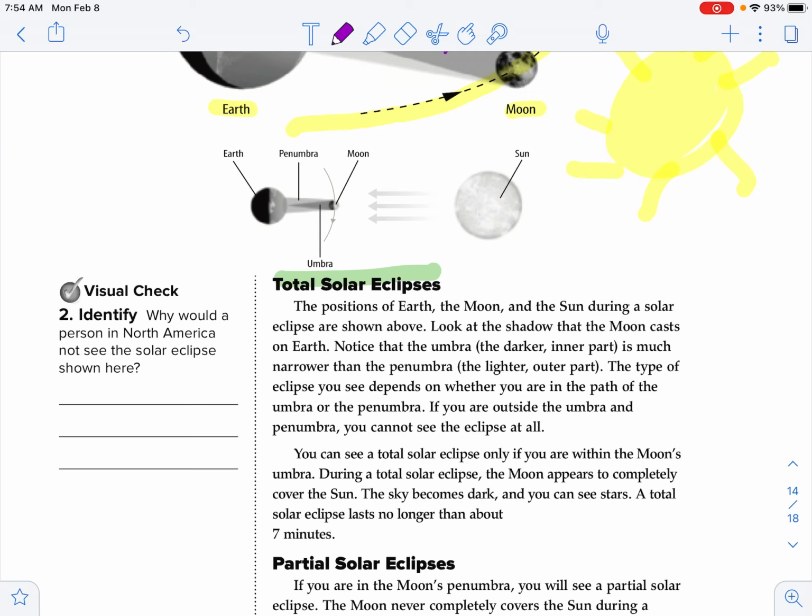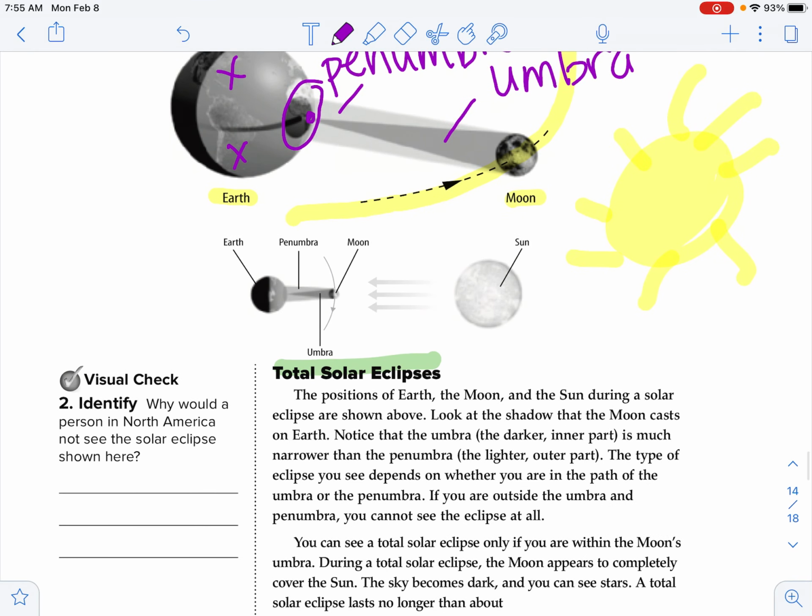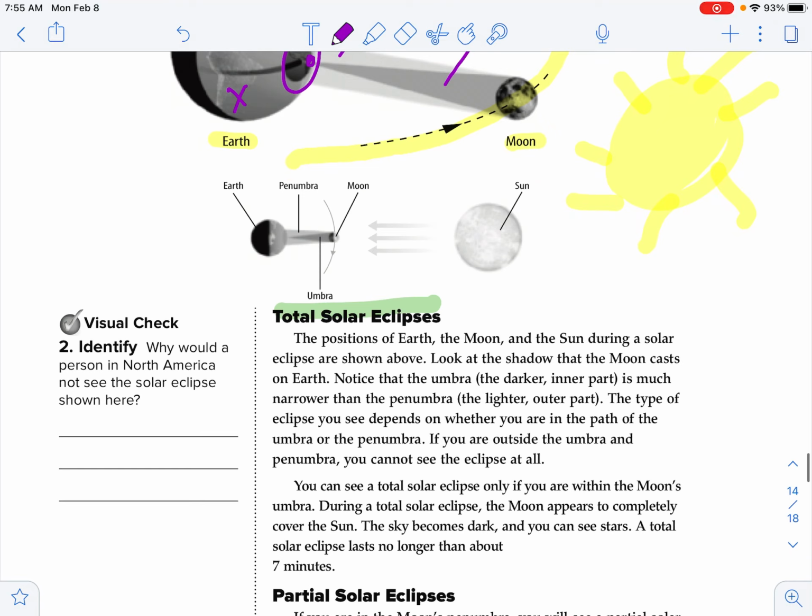The type of eclipse you see depends on whether you are in the path of the umbra or the penumbra. If you are outside the umbra and penumbra, you can't see the eclipse at all. So this drawing shows that this area of the Earth is getting the eclipse. Now, these guys up here, no eclipse at all. You've got to be right smack dab in the middle of that shadow to be experiencing an eclipse. So you can see the total solar eclipse only if you are within the moon's umbra.